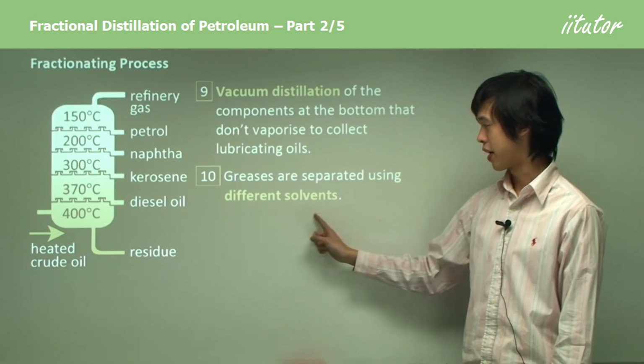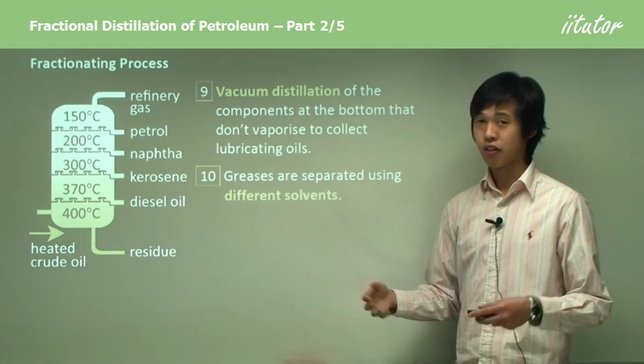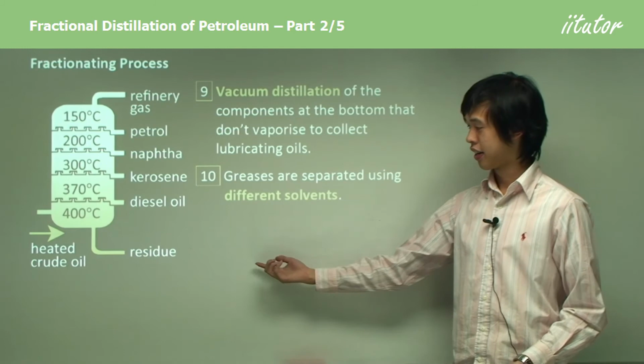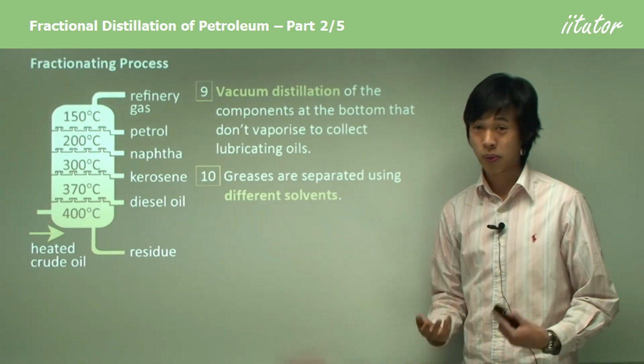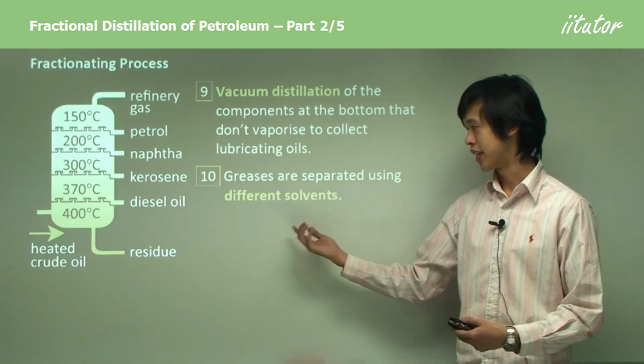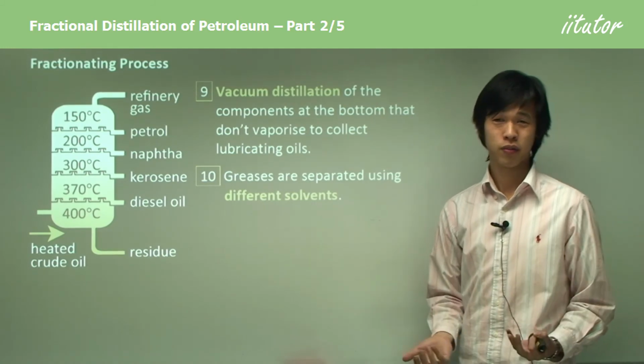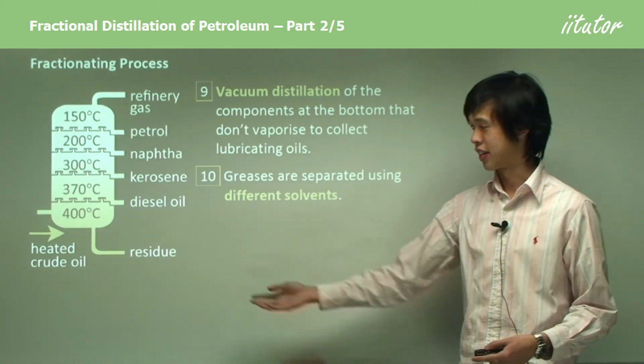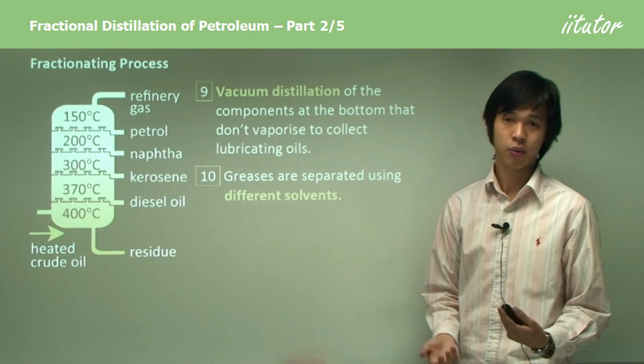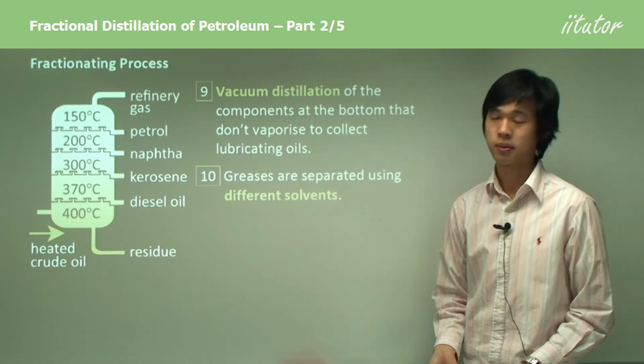And greases are separated using different solvents. So remembering that we don't want to waste anything, one of the few times in industry where we don't waste anything, in order to get grease, which is a heavier form of lubricant, we use solvents on these last residues so that we can get as much out of this oil as possible.